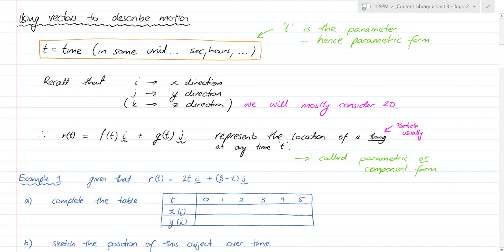It represents the location of a thing at some time, and the thing is often a particle in the textbook, but it could be anything. So go with that. Obviously, if it's a particle, that reduces the assumptions and the issues involved. But if it's a football or a person or whatever else it could be, there's air resistance, drag, all that kind of stuff that comes in. So this would be called parametric or component form.